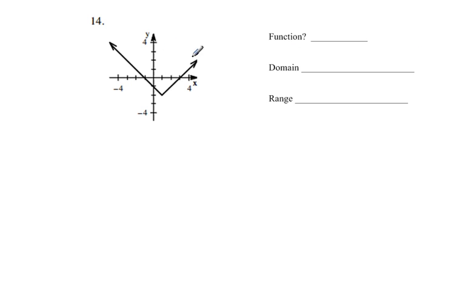It's a goofy problem. 14, function. Okay, I'll mention the vertical line test again here, which I haven't mentioned in the video, but I've mentioned in class. The vertical line test is if you draw vertical lines and it only touches the graph in one spot, it's a function.